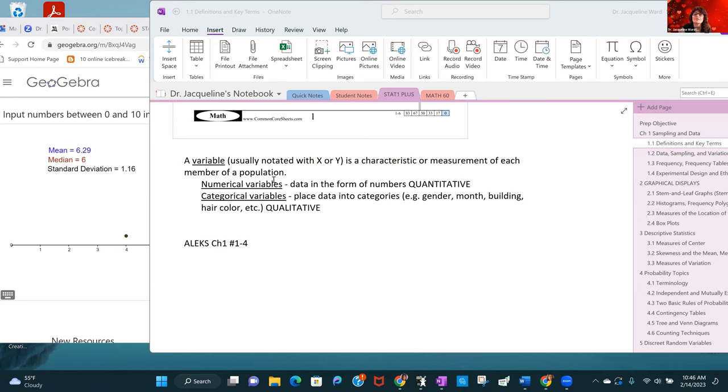And so we see that there are two types of variables: quantitative and qualitative, or numerical and categorical. Basically, variables that have numbers, like the number of hours that you slept, and variables where the data is put into categories, like gender or month or what building on campus, hair color. So this is all qualitative data, and quantitative or numerical data has numbers. Does that make sense? Numerical has the same root as number, or quantity, or quality.